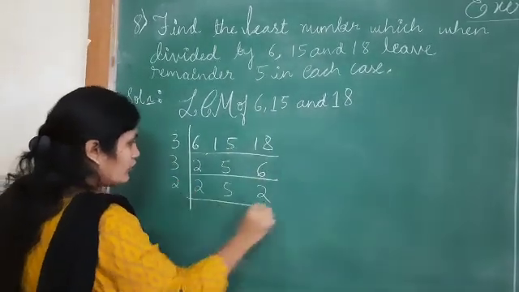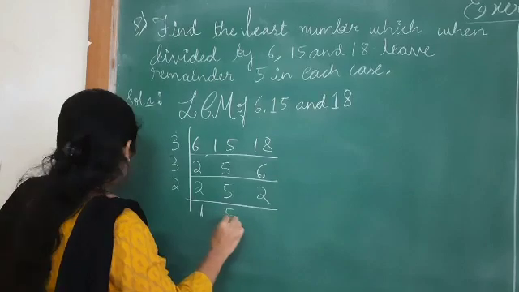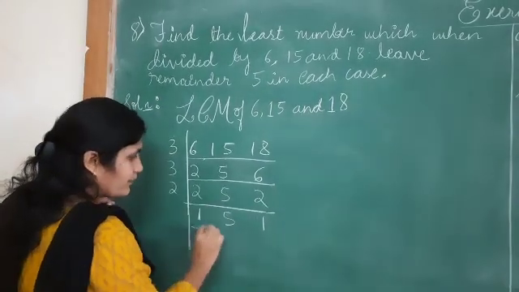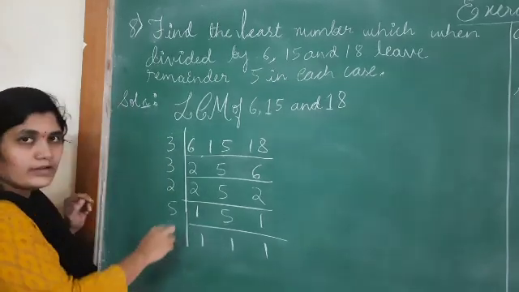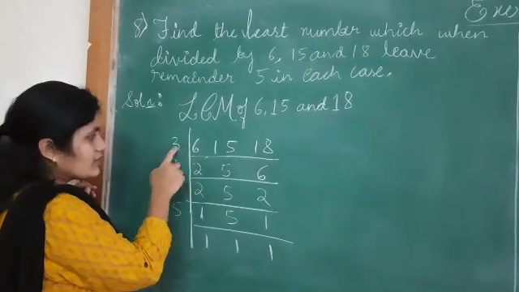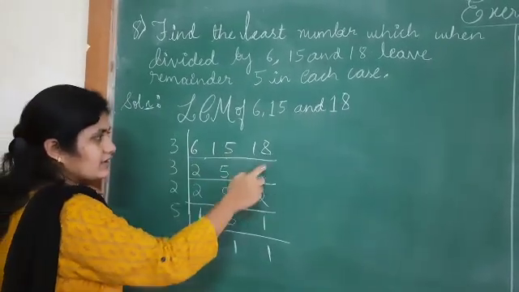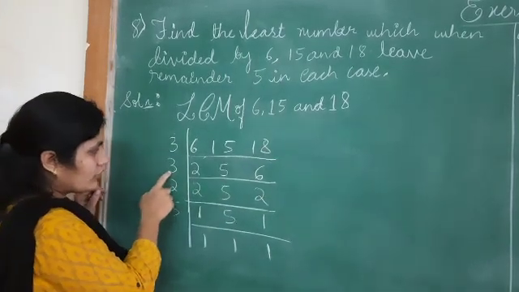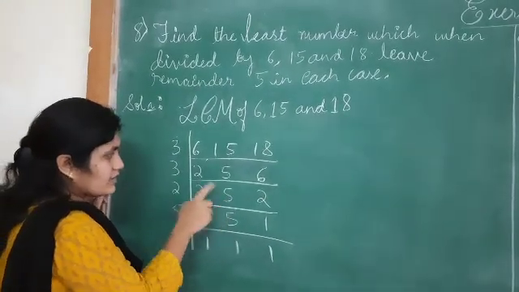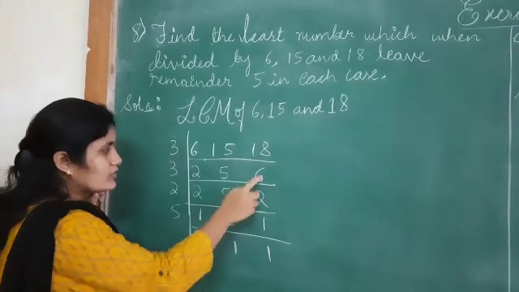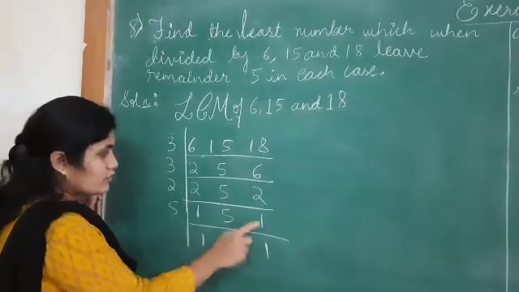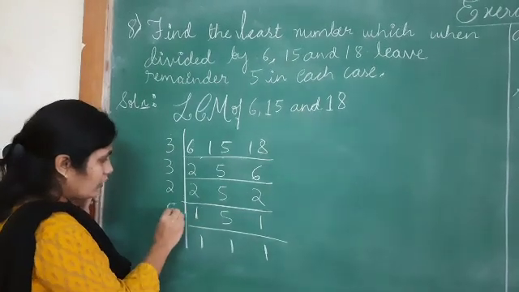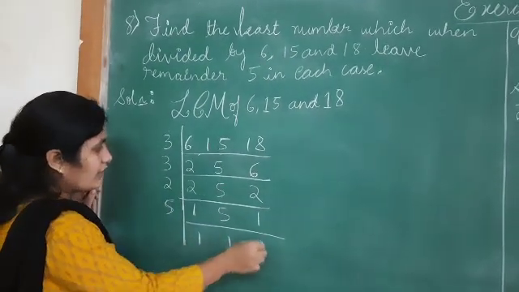Again 3, 2 as it is, 5 as it is, 3 2s are 6. Now go for 2. 2 1s are 2, 5 as it is, 2 1s are 2. Now only remaining is 5, 5 1s are 5 and 1s are 1. These are the factors.